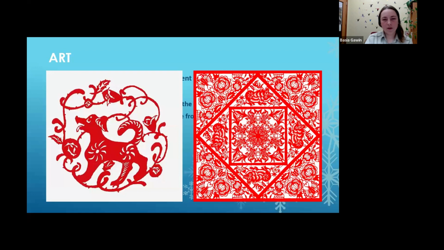So here are 2 examples of those Chinese paper cuttings. The one on the left is one of those zodiac characters, the dog, and the one on the right is a little bit more elaborate, I guess, but it does have the boar on there as well. So you could see those themes throughout.